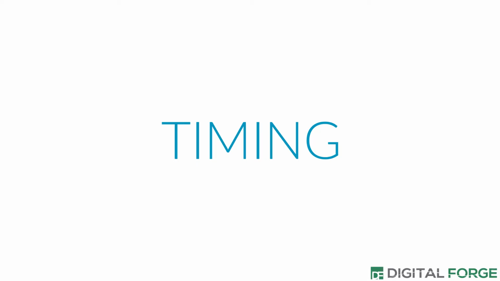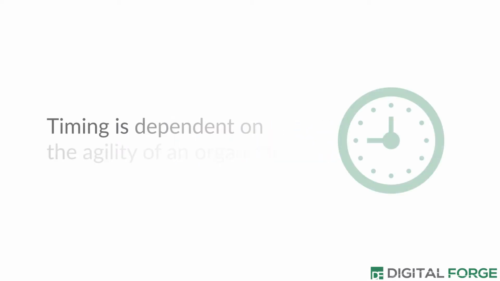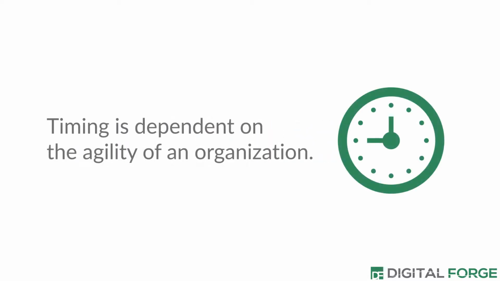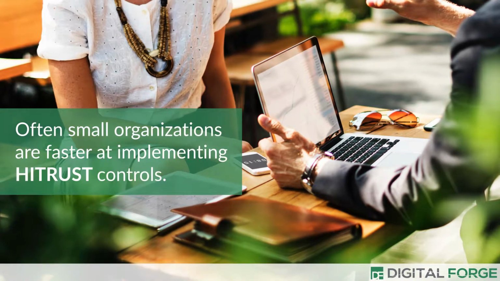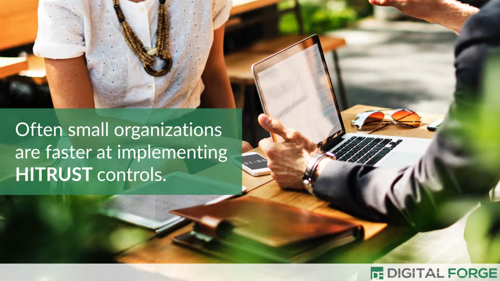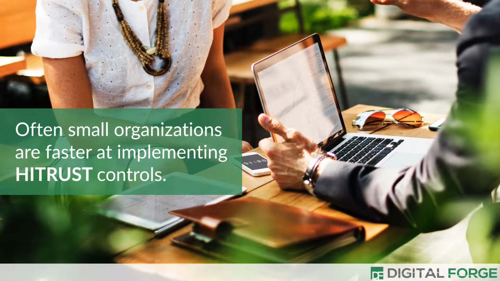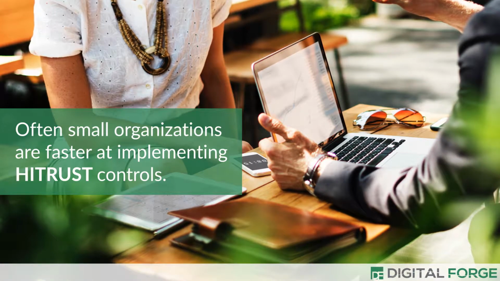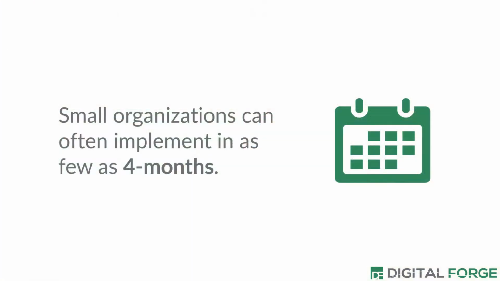Timing. Another important factor to consider is timing. The main item that contributes to how long it will take for HITRUST implementation is how agile an organization may be. Many times, smaller organizations can more rapidly implement HITRUST. One reason is that there may be far fewer controls required than a larger organization may have. Smaller organizations have been known to implement HITRUST in as few as 4 months.